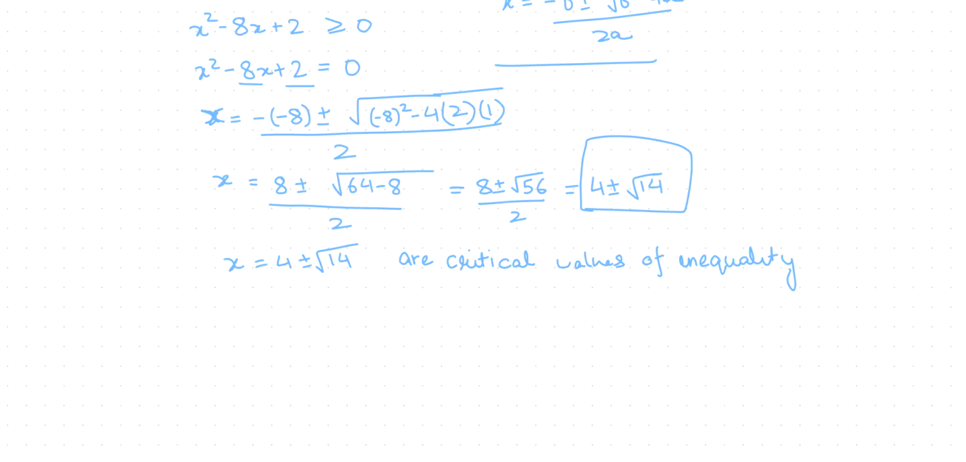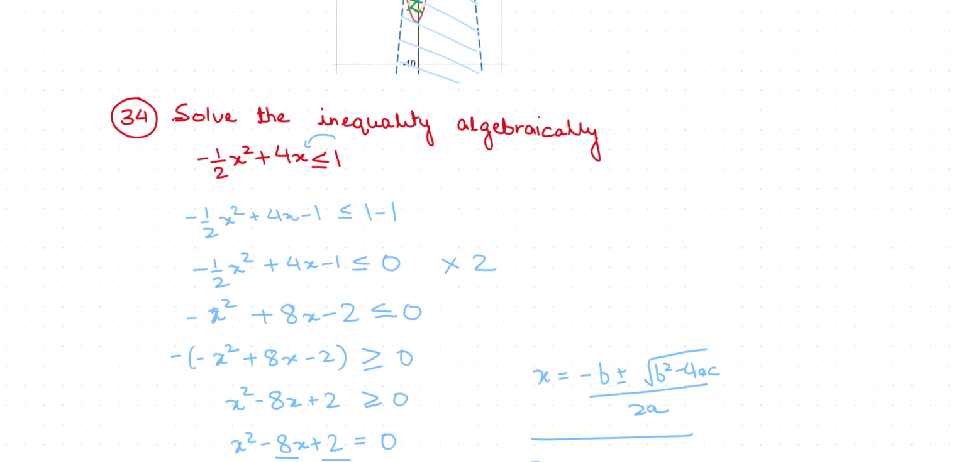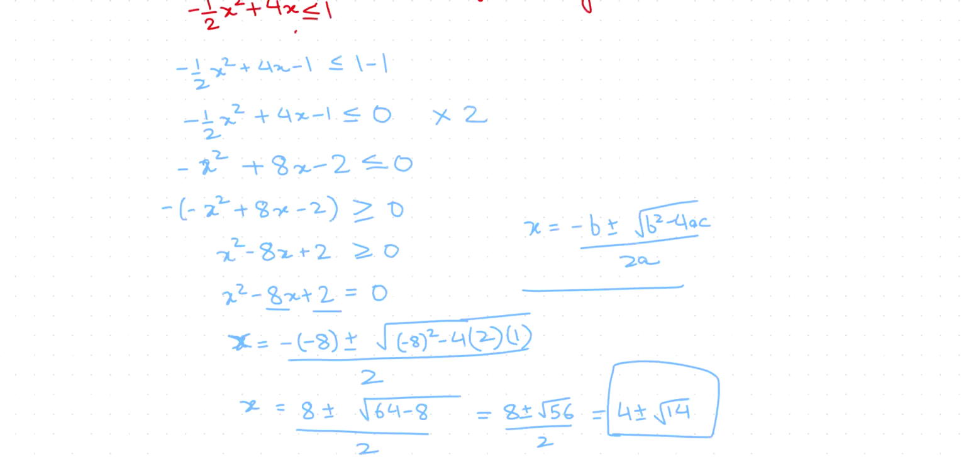Now let's graph them. So we have plotted 2 points, 4 minus root 14 and 4 plus root 14 here. These are closed dots because the inequality had an equal to sign. Now let's check them.